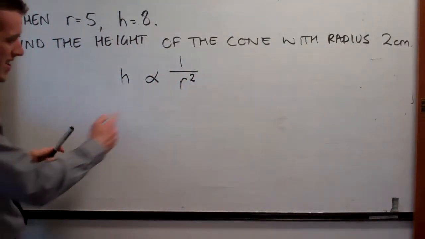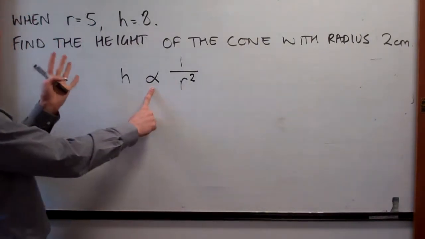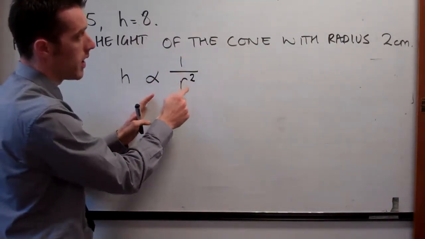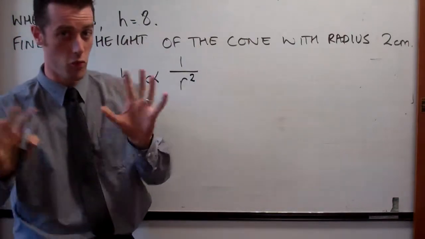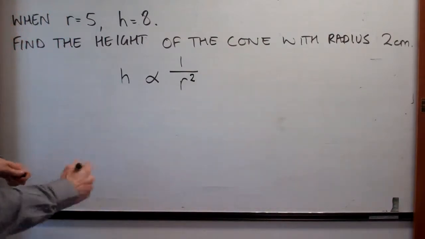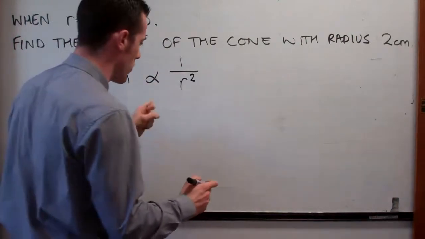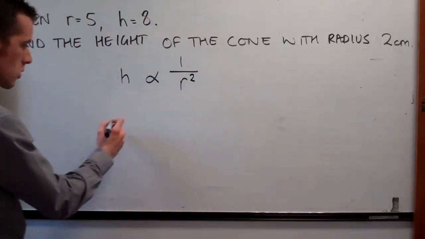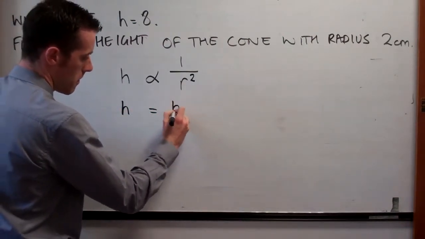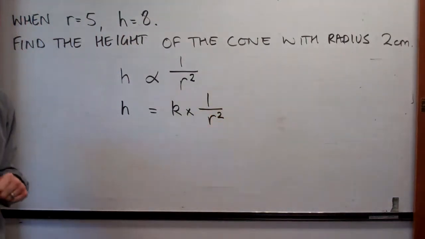Remember this symbol, the little fish or the alpha, stands for varies as. So varies inversely as, inverse because it's 1 over, and r squared. I know that's quite mathsy and kind of difficult to get your head around, but please bear with me. The next step, we get rid of the little fish and we introduce equals k. So if we do that, then we have h equals k times 1 over r squared.